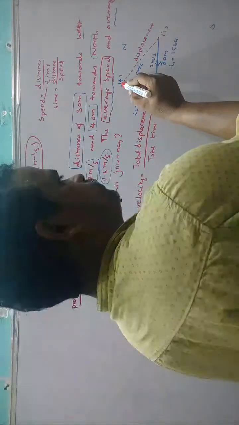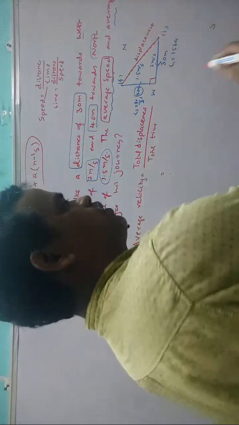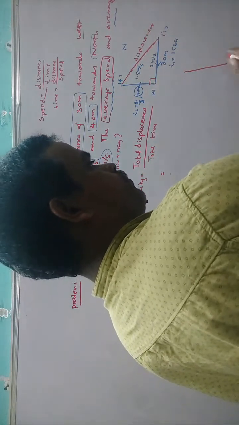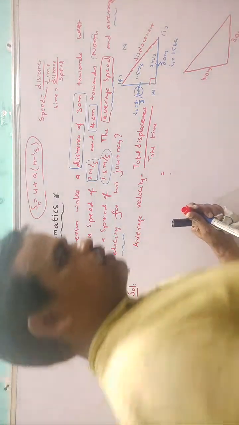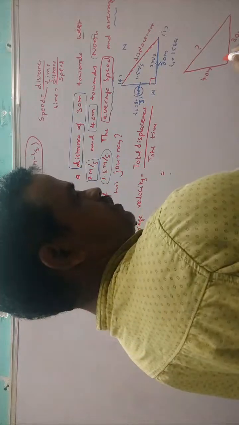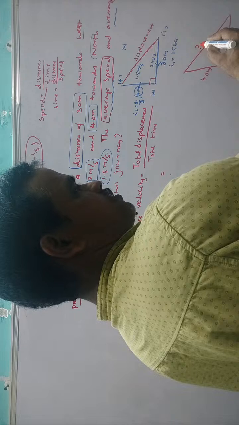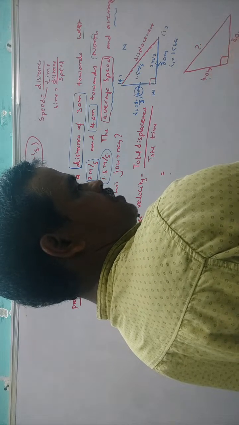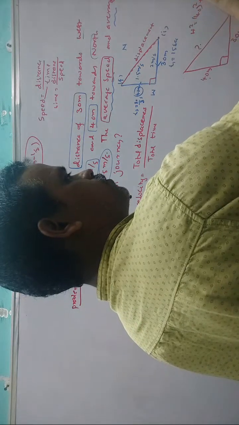So this distance we have to calculate now. This is a right angle triangle, so I will discuss here. This is 30 meter, this will become 40 meter. Then what about this one? Right angle triangle. By Pythagoras law, this hypotenuse square equal to 40 square plus 30 square.